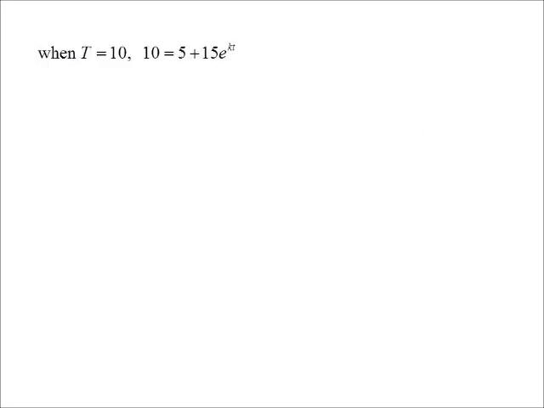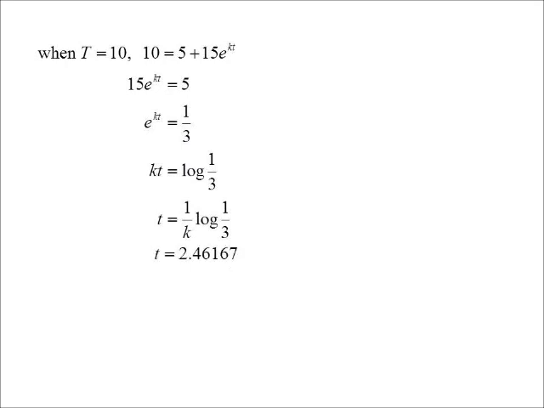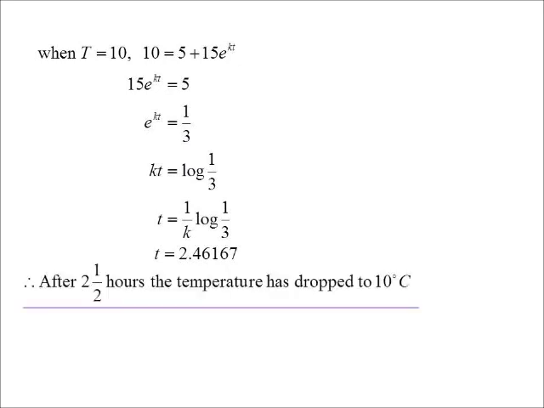So now let's solve the problem. We want to know, when is that temperature going to be 10? So 10 will be 5 plus 15e to the KT. Subbing in, remember that k I've stored in my calculator to save me using the approximation. And we get 1 on k, whatever that number is, times the log of a third. Turns out to be 2.4616, and so on. It's said after how many hours. I'm going to say 2.5 rather than say 3. I mean, 2.46 is so close to 2.5.